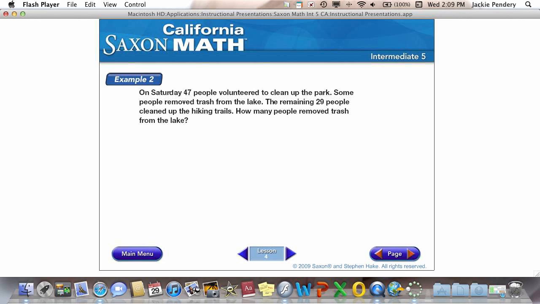Okay, example 2. On Saturday, 47 people volunteered to clean up the park. Some people removed trash from the lake. The remaining 29 people cleaned up the hiking trails. How many people removed trash from the lake? So, what is this asking? It's asking me to find how many people removed trash from the lake. What do I know? I know that 47 people volunteered. I know that 29 people cleaned up hiking trails.